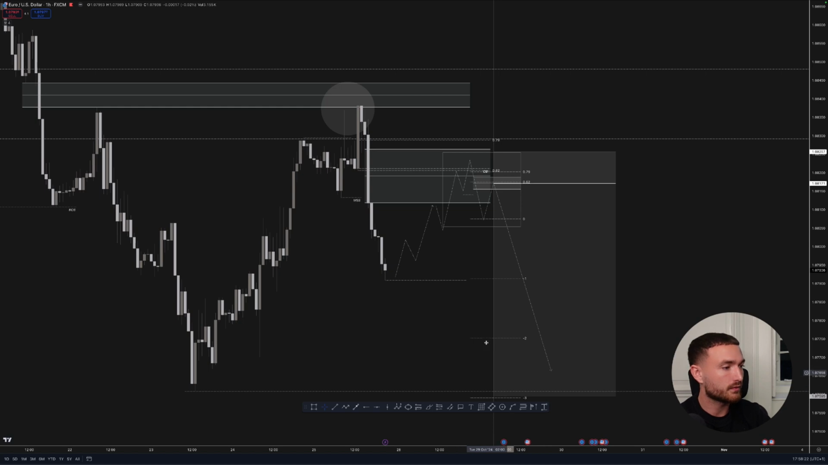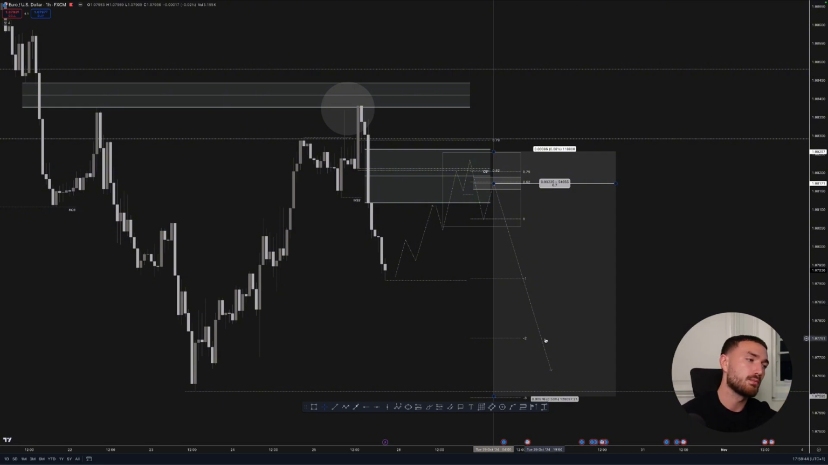And then I've got my 2 and 3, and I might just take another 25, and that'd be my whole 100%. So say if I started off with easy maths, 100 lots here, I would then take 25 lots off here, and I'm left with 75. Then I take another 25 lots off at this low, then I'm left with 50 lots. Then I take another 25 lots off, and I've closed 75 lots while the trade's moving in profit.